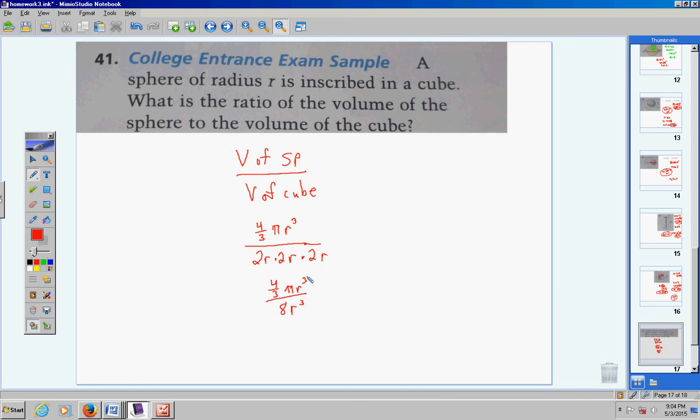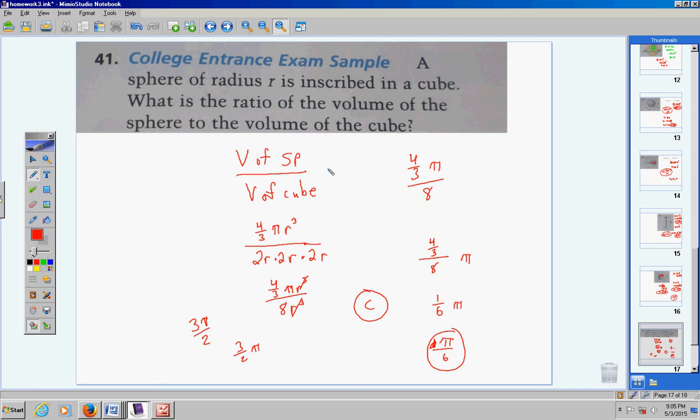Now, your r cubed over your r cubed will cancel out, so we're left with 4/3 pi over 8. Earlier in the video I showed you that 3 pi over 2 would be the same thing as 3/2 pi. So 4/3 pi over 8 is the same as 4/3 over 8 times pi. With a calculator, if you take 4/3 divided by 8, you will get 1/6 pi. And 1/6 pi is the same thing as pi over 6. If you're looking in your books, that's answer letter C.